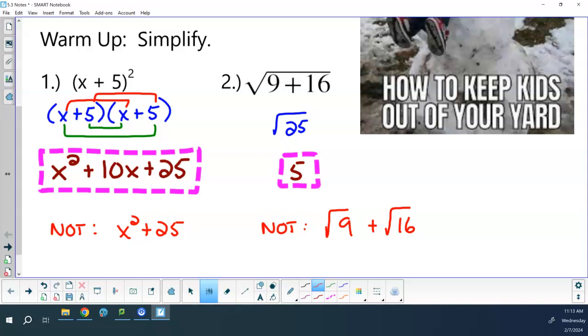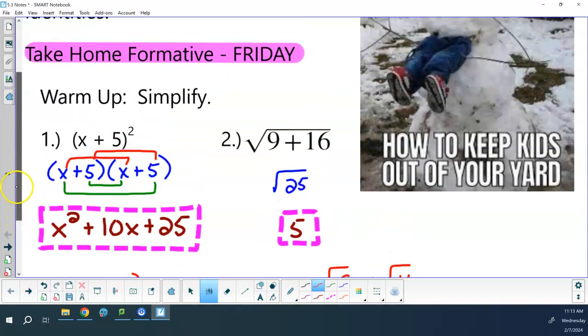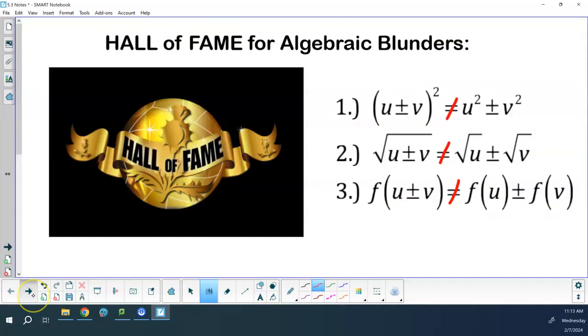Those are two of the all-time Hall of Fame algebraic blunders. Okay? U plus or minus v quantity squared is not u squared plus or minus v squared. Square root, you can't just break up. If you're adding inside of a square root, you can't just break it up. Same thing in function. F of u plus v is not f of u plus f of v. Okay? That is different. Those can't happen.